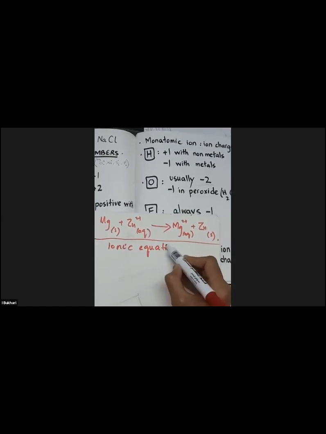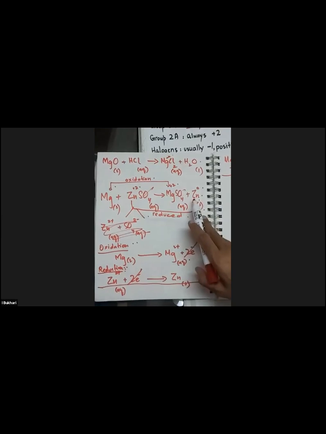Yes, so the last equation is the ionic equation. Yes, this one. Okay, and you should know how we got it: by combining the oxidation and reduction reactions, finding out what is getting oxidized and what is getting reduced. And if they ask you what the spectator ions are, sulfate is the spectator ion.